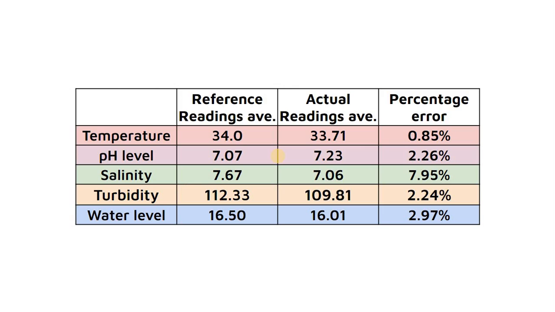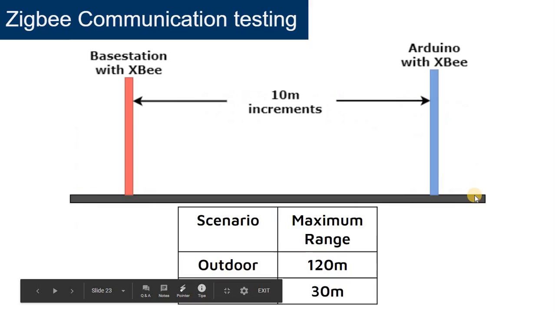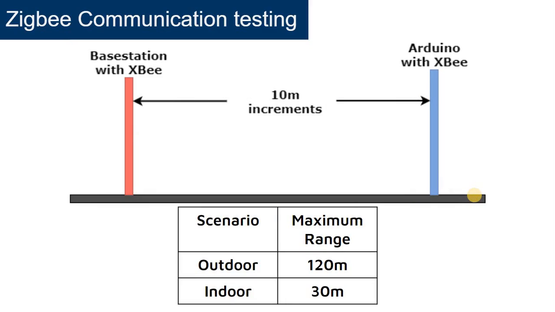The result of the laboratory reading validation indicates that the sensor readings are within approximate range of the laboratory readings. Next is the Zigbee communication test. This test determines the range of communication between XBee modules. 10-meter distance increments were added per successful communication.